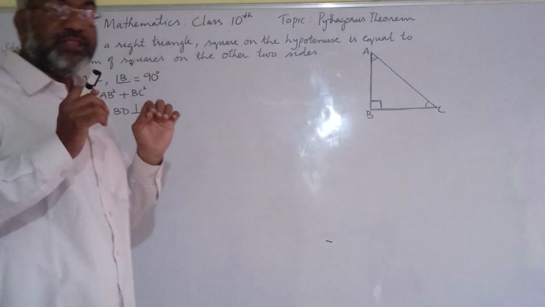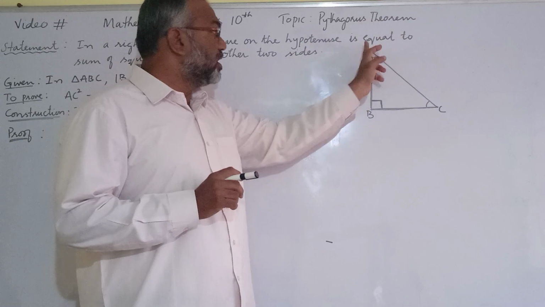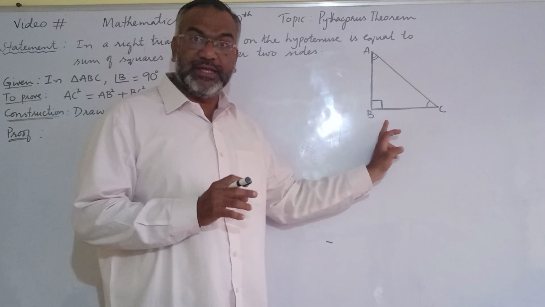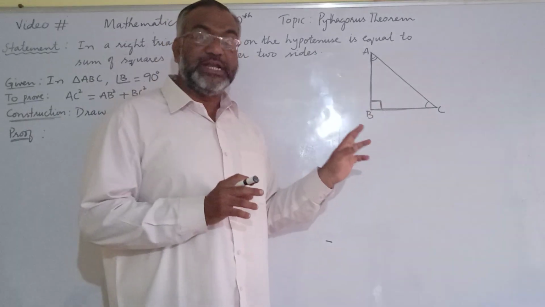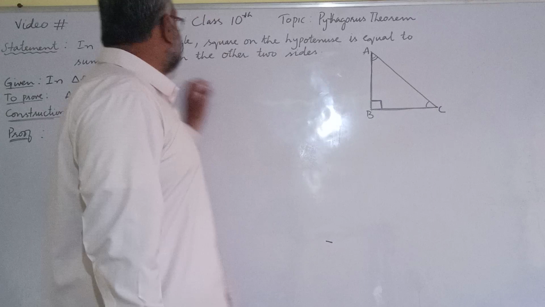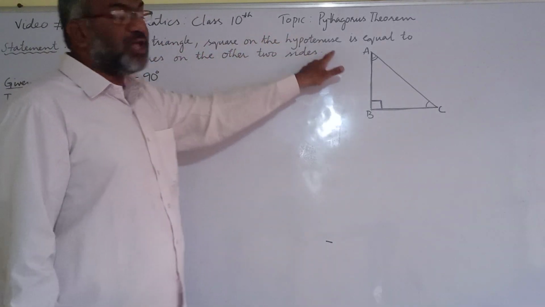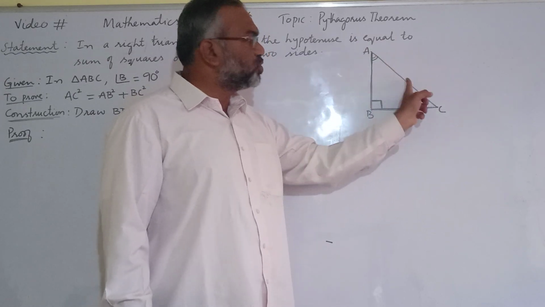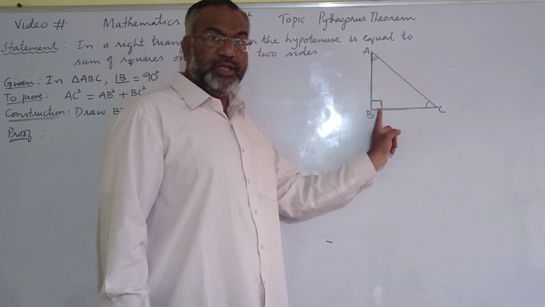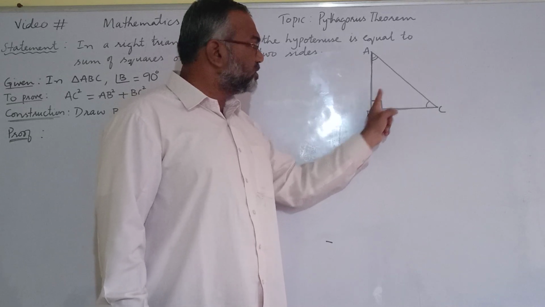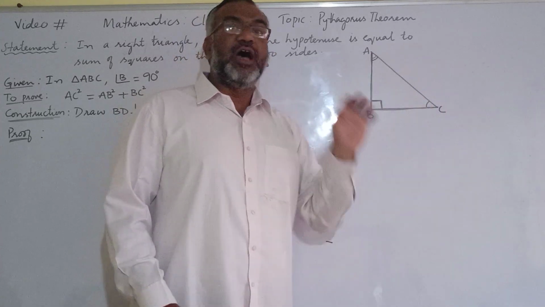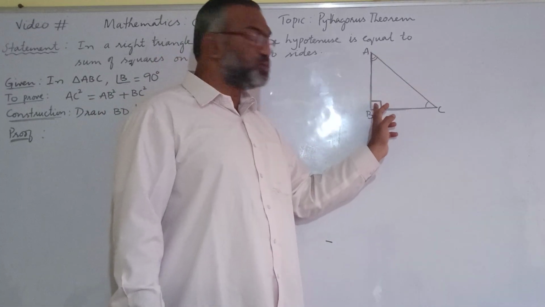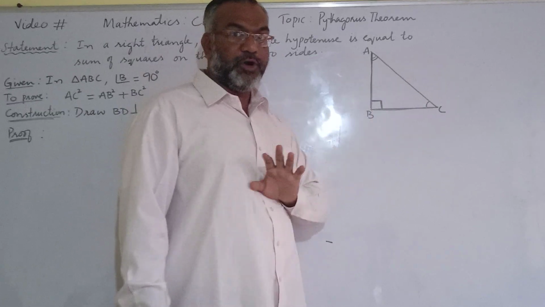So Pythagoras theorem is applicable to right triangles only. It must be a right-angled triangle, with one angle equal to 90 degrees and the other two angles acute. So in a right triangle, the square on the hypotenuse, the side which is opposite to 90 degrees, this is the 90 degree angle, and opposite to 90 degrees, this side is always the hypotenuse. Hypotenuse is the side which is opposite to the right angle. That is important, you have to know.